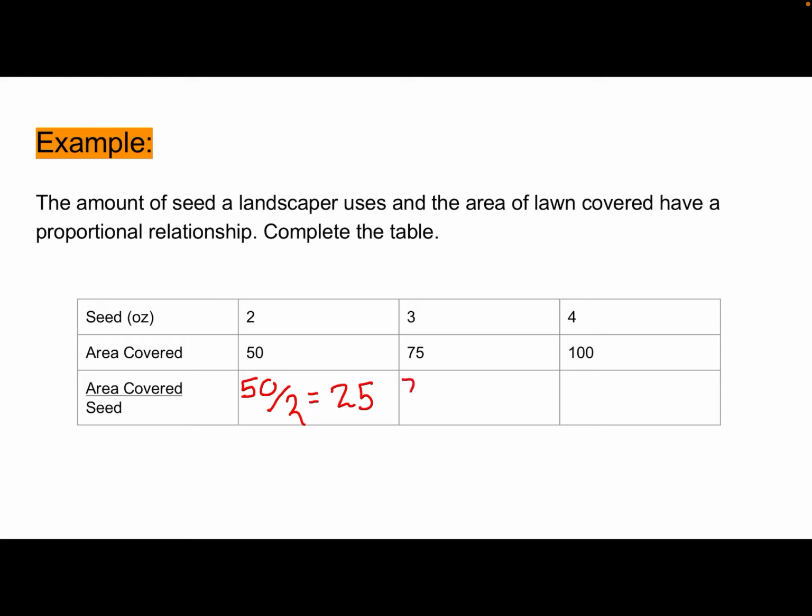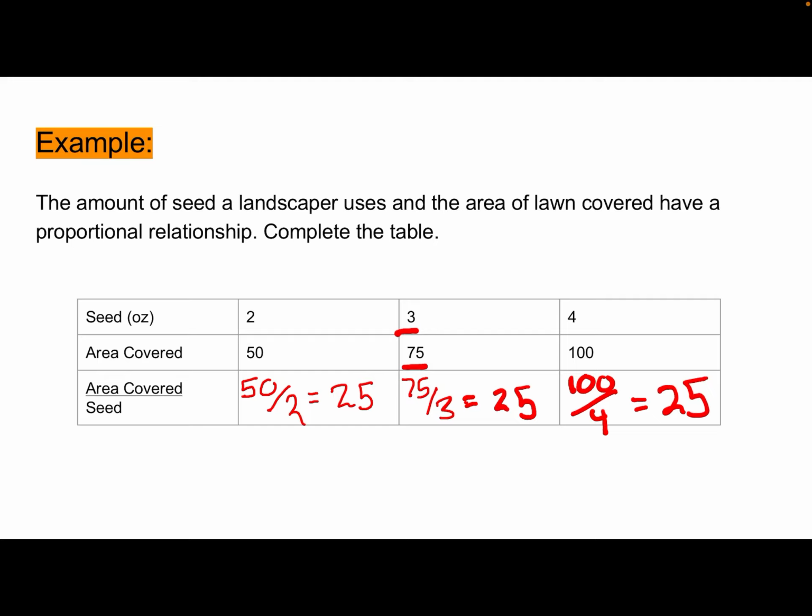All right, next we have 75 divided by 3. Again, we get the 75 from the area covered and the 3 from the seed ounces. Now 75 divided by 3 is again 25. And lastly, we have 100 divided by 4. 100 divided by 4 one more time is 25.